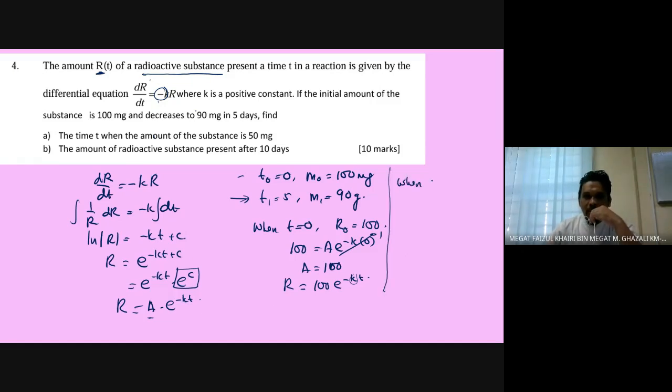So when t equal to 5, then R equal to 100 e power of negative k times 5. So now use the natural log of R equal to, what about this?